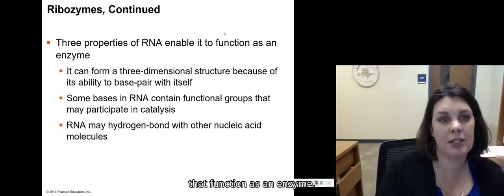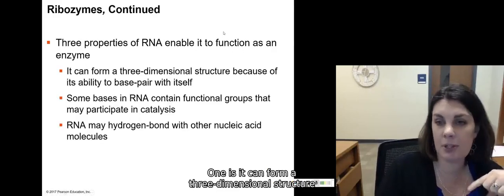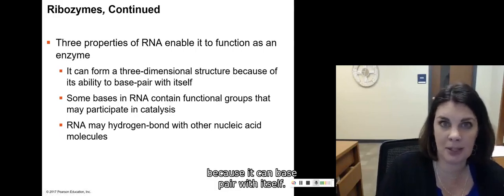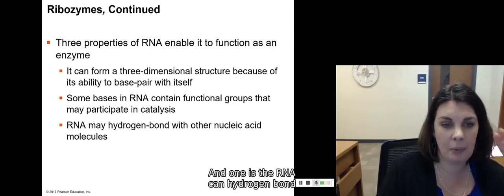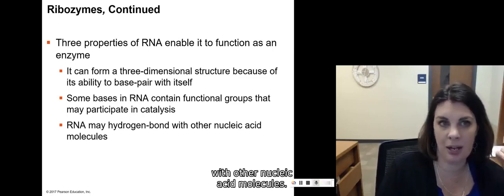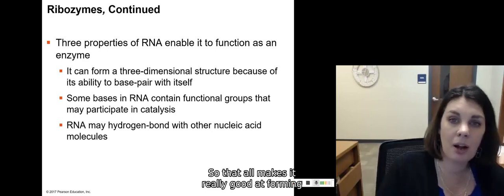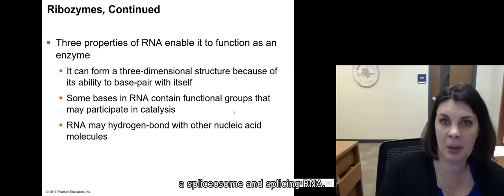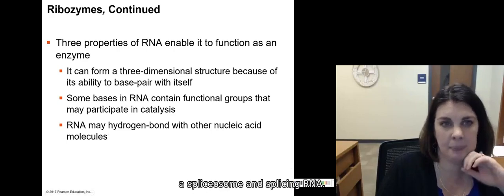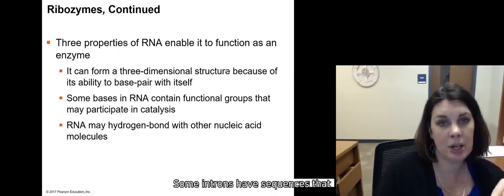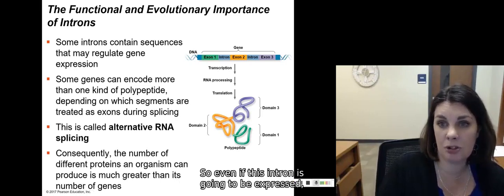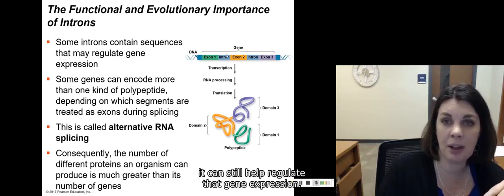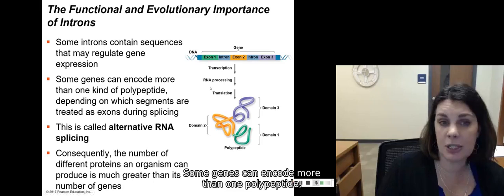Okay, there's 3 properties of RNA that let it function as an enzyme. One is it can form a 3-dimensional structure because it can base pair with itself. One is that some bases in RNA have functional groups that might participate in catalysis. And one is that RNA can hydrogen bond with other nucleic acid molecules. So that all makes it really good at forming a spliceosome and splicing RNA. Some introns have sequences that could regulate gene expression. So even if this intron isn't going to be expressed, it could still help regulate that gene expression.